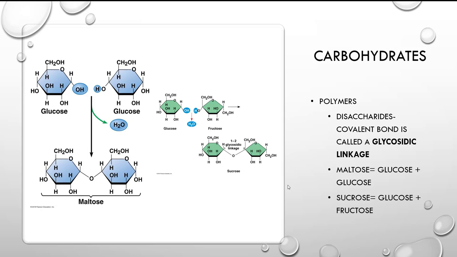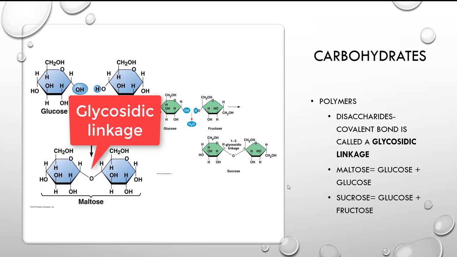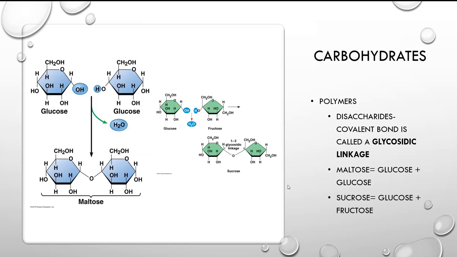In this case, it's called a disaccharide. So di means 2, saccharide again means sweet or sugar. So in this case, we have 2 simple sugars linked together. And this is a covalent bond like any of the other ones. But because it's a carbohydrate, we call it a glycosidic linkage. So it's just another name for a covalent bond. In this case, it's the covalent bond of carbohydrates. So we have glucose and glucose held together to form a disaccharide. And this particular disaccharide is called maltose.